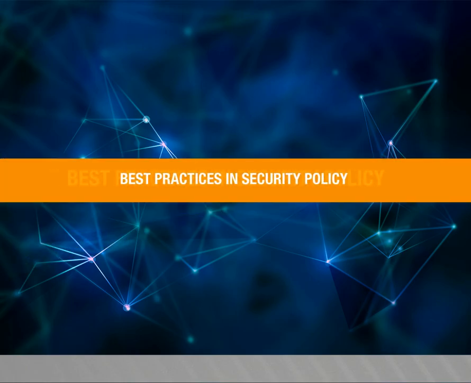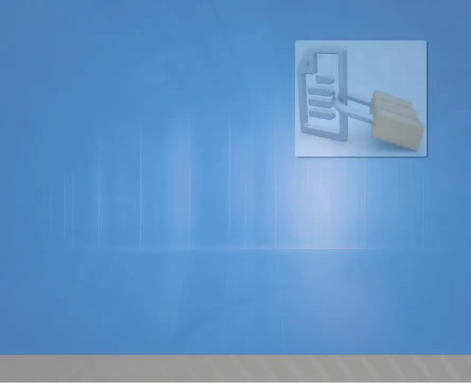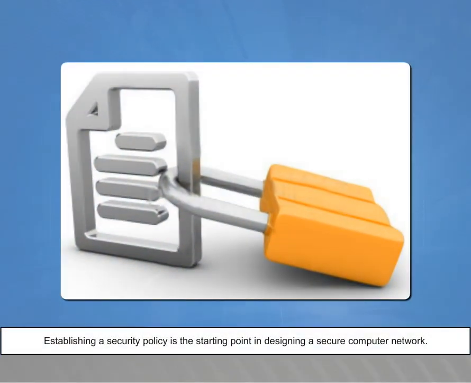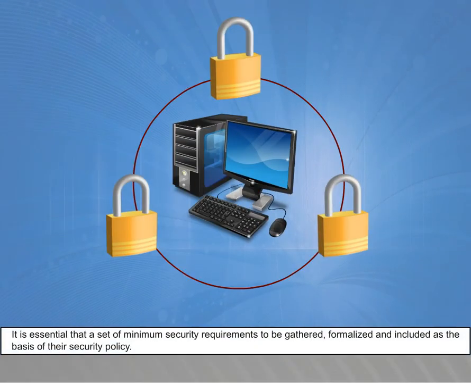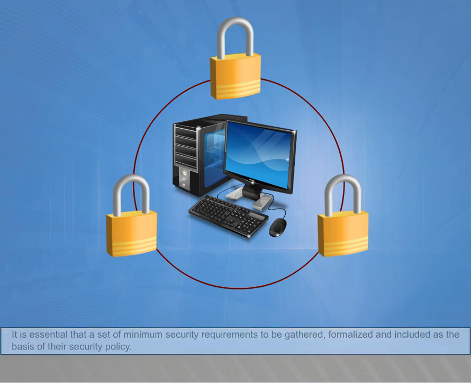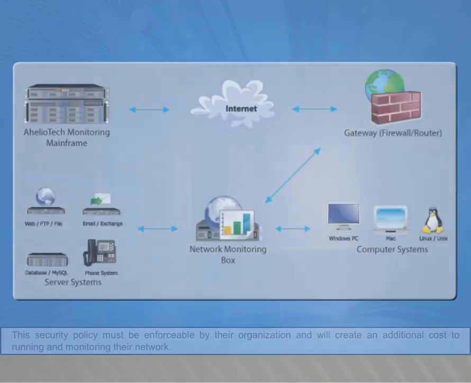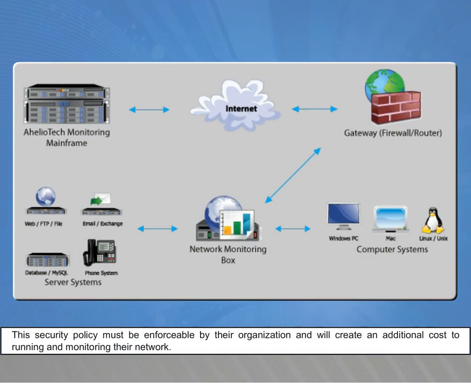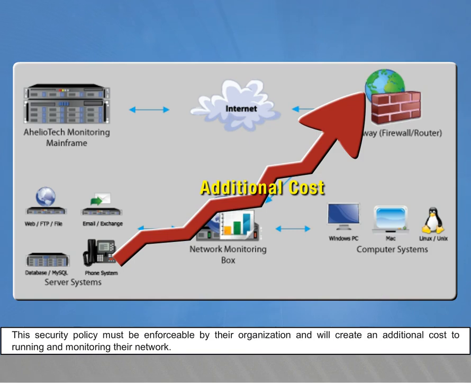Best practices in security policy. In this animation, we are going to learn about best practices in security policy. Establishing a security policy is the starting point in designing a secure computer network. It is essential that a set of minimum security requirements to be gathered, formalized, and included as the basis of their security policy. This security policy must be enforceable by their organization and will create an additional cost to running and monitoring their network.